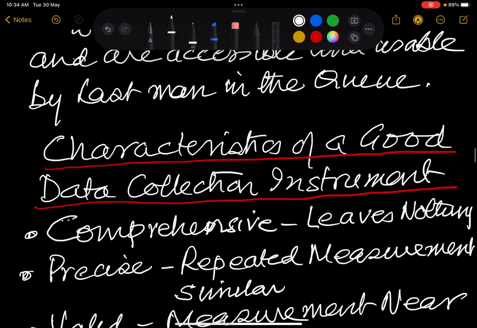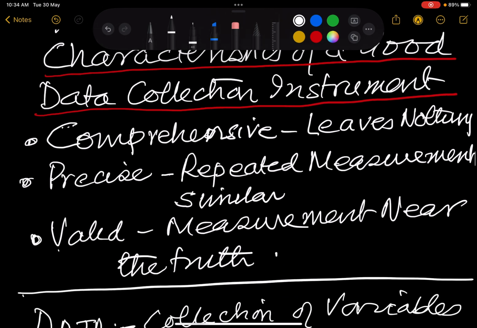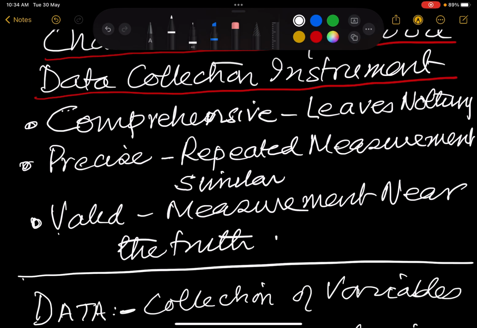Then there are what are the characteristics of a good data collection? Because if you have not done a good data collection, your results cannot be good. First, it must be comprehensive. It must leave nothing. Secondly, it must be precise. That means no matter how many times, no matter who measures, you should get the same results. And thirdly, it should be valid. It should be near the truth. For example, if your blood pressure instrument is saying that the diastolic blood pressure is 90 and you actually measure it through the artery, it should turn out to be 90. Because otherwise, if it is measuring 10 millimeters more, then it will diagnose many more as hypertensive than actually are. So it must be comprehensive, precise and valid.